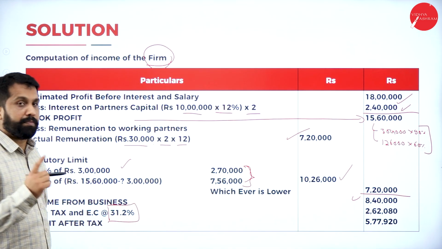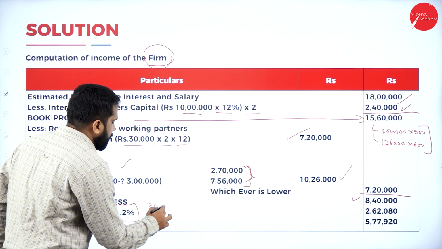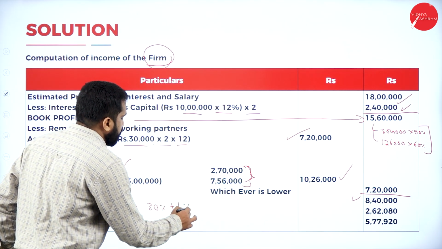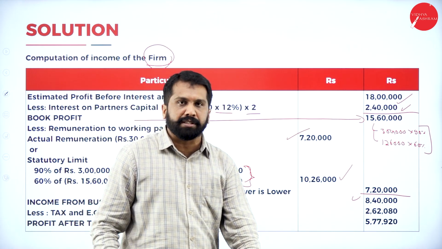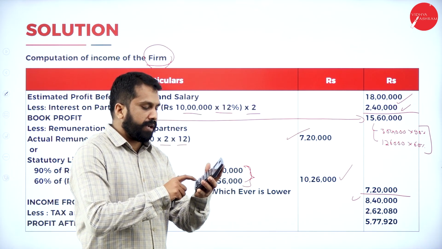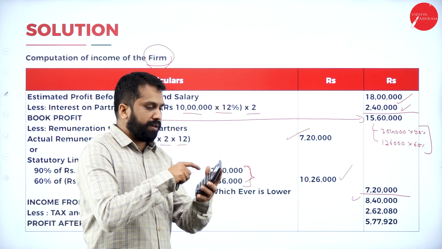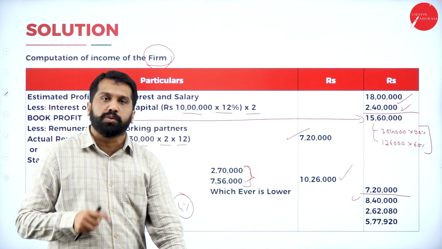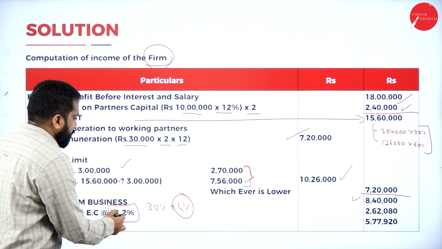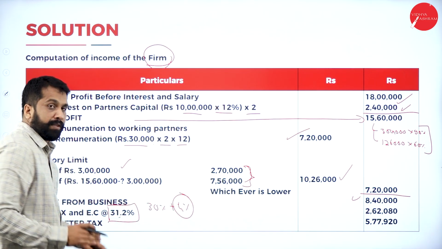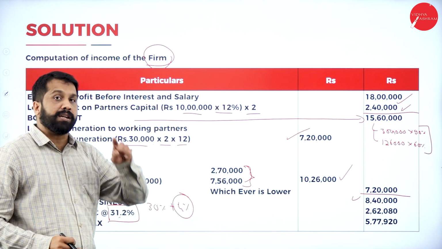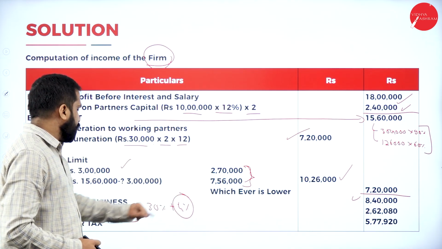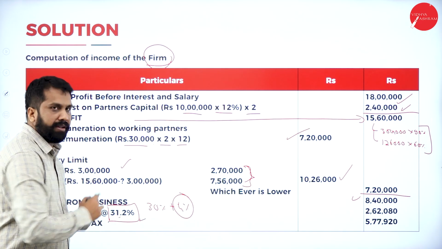31.2%. Why it is 31.2 means 30% is your tax plus 4% is your education cess. 30 into 4%, you do 30 into 4%, it will be 1.2. So 31.2, don't add 30 plus 4. 30 into 4%, 1.2. 30 plus 1.2, you will get 31.2.